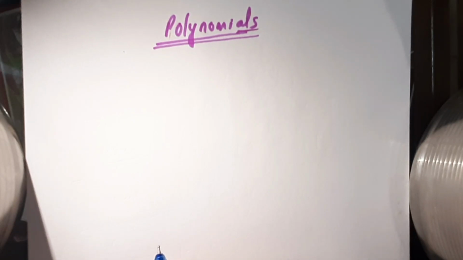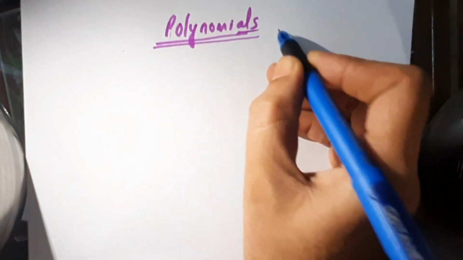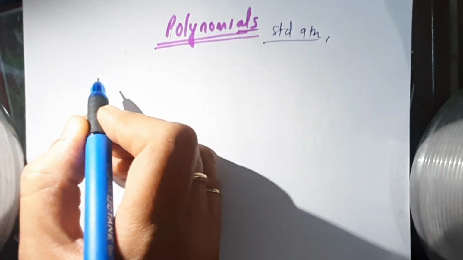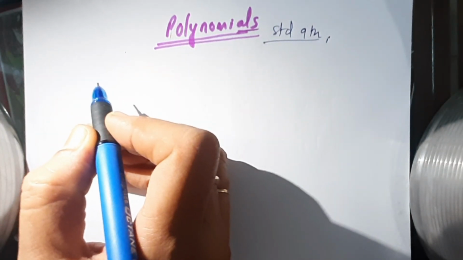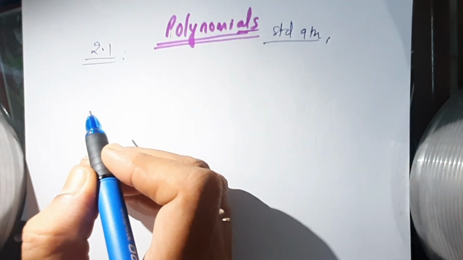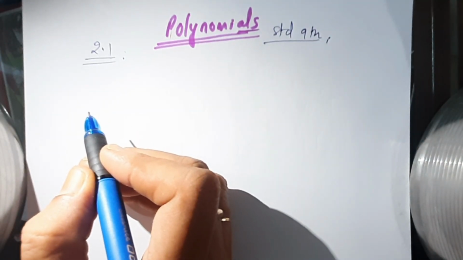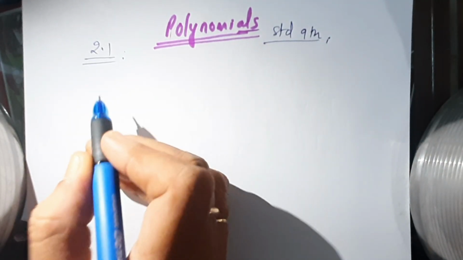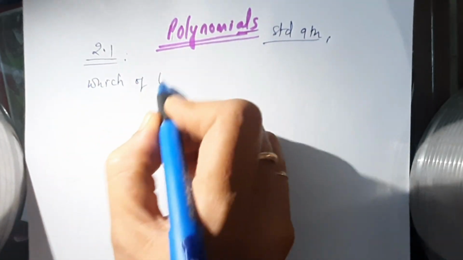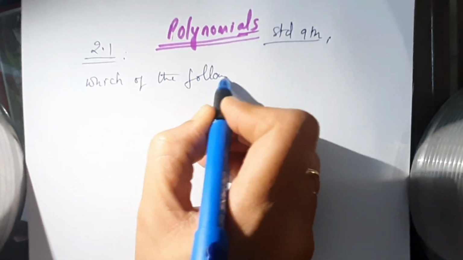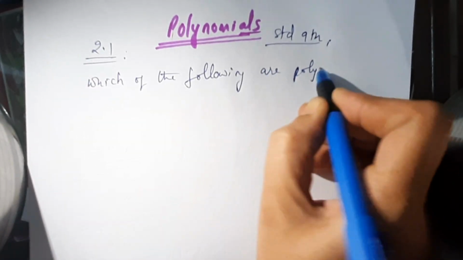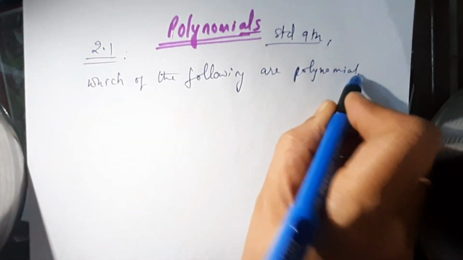Let's start with polynomials. This is the second chapter of standard 9th. Now the first question, 2.1, question number 1: which of the following expressions are polynomial? We need to find which of the following expressions are polynomial. So what do we call a polynomial?